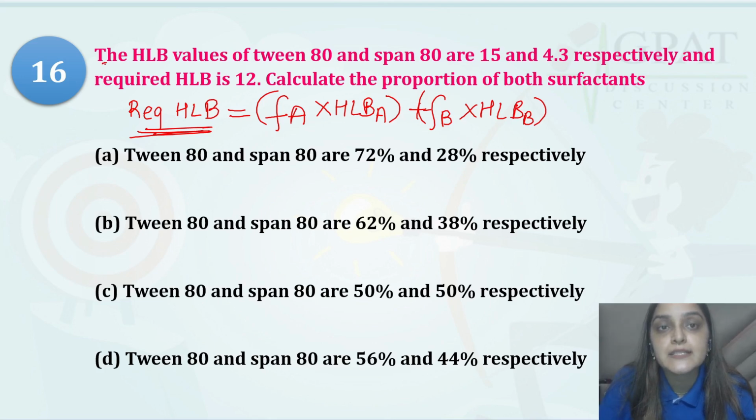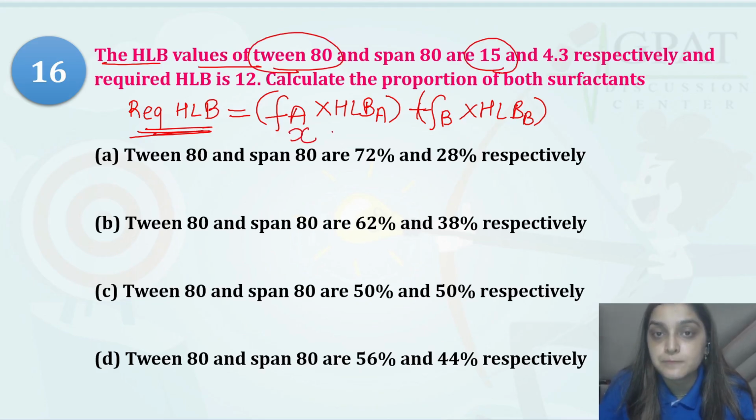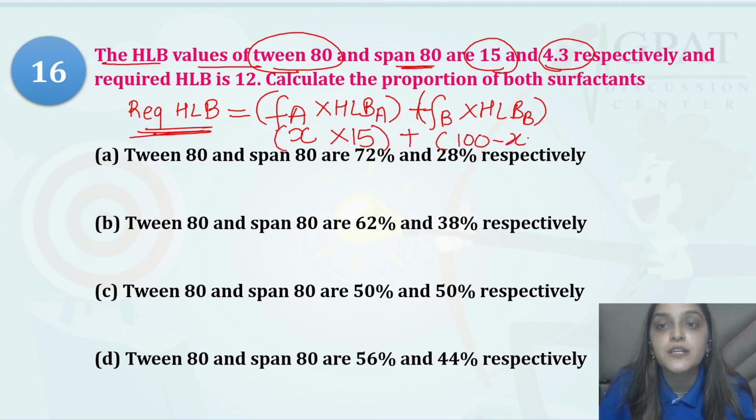So here it says the HLB value of the first surfactant, which is Tween 80, is 15. Okay, let's suppose the first one is X, right? Then the value is 15 and 4.3 for the Span 80. So if one is X, the other will be what? The other will be 100 minus X, because we consider the proportion here to be 100%.